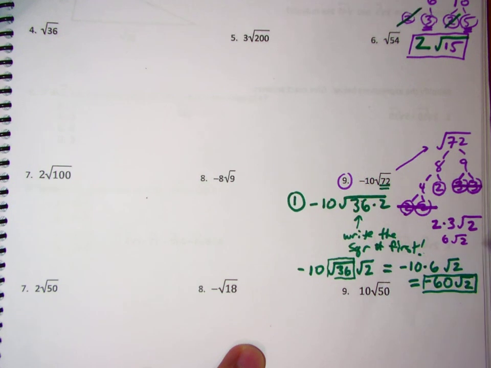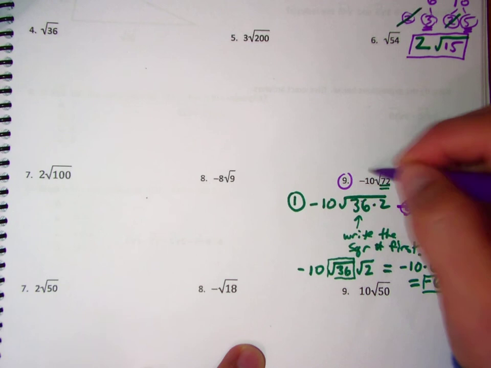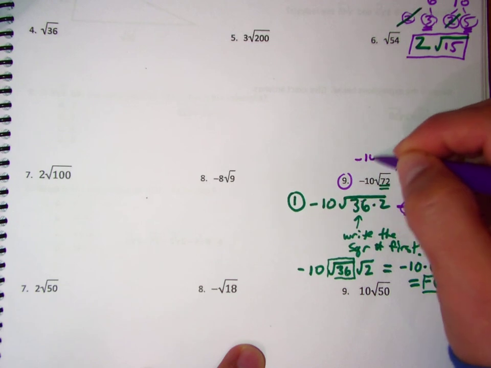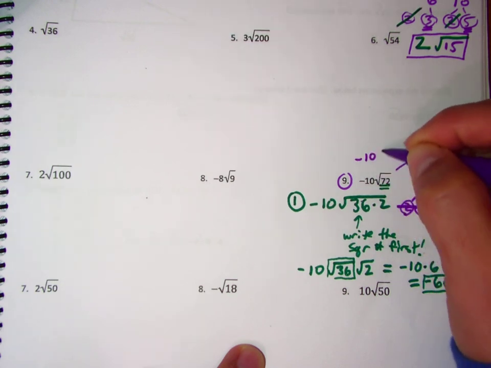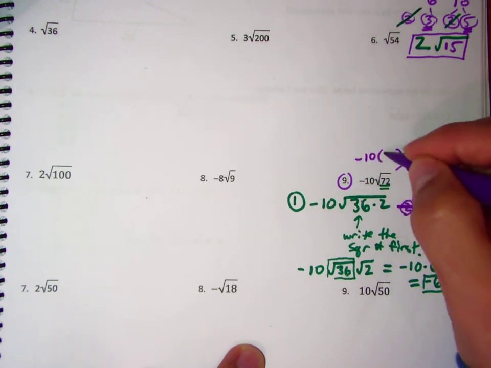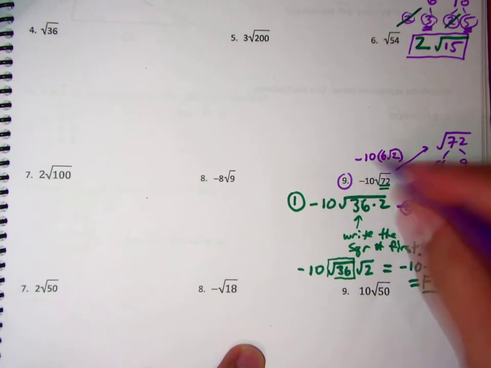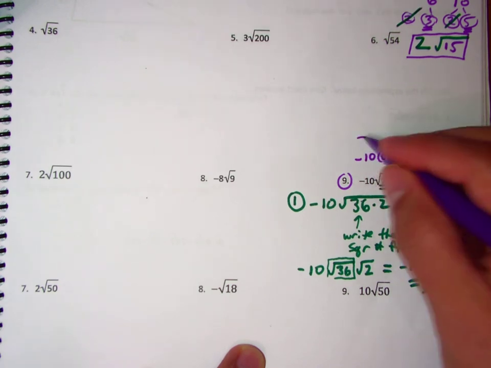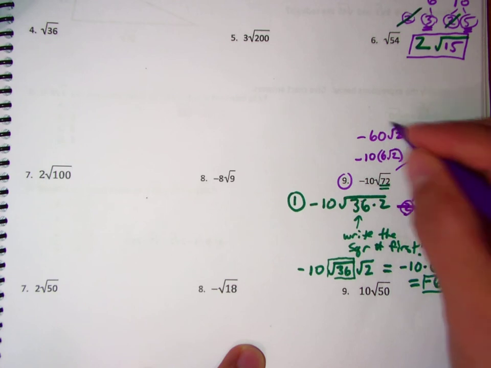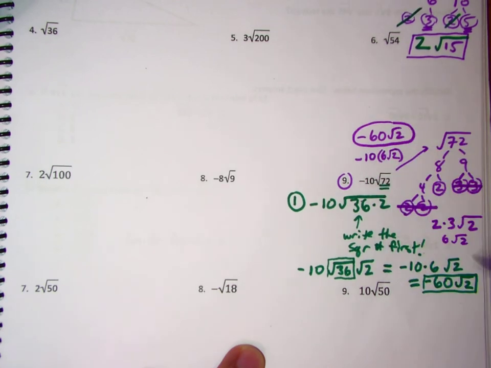Okay? And so now going back to this, remember we still had the negative 10 in front, and so that negative 10 is going to get multiplied with the 6 square root of 2. And obviously, negative 10 times 6 is negative 60. And so both ways, you get the exact same answer. Okay, so it's really just a matter of preference.